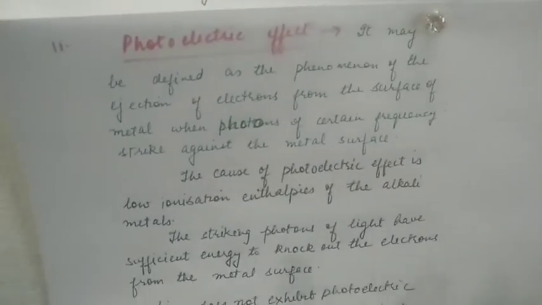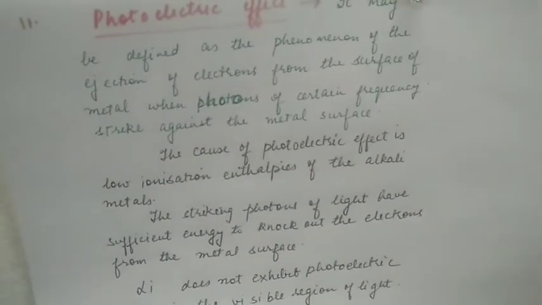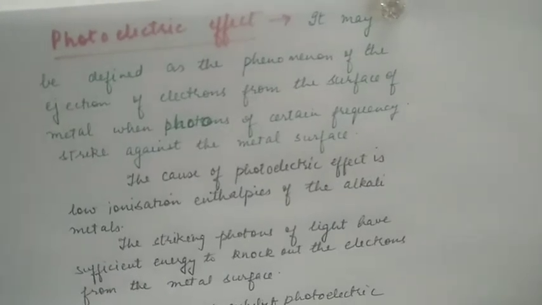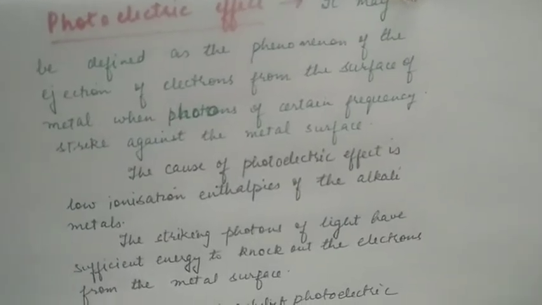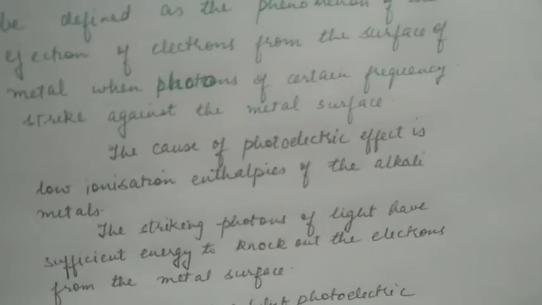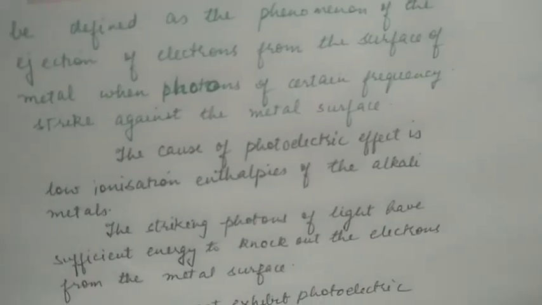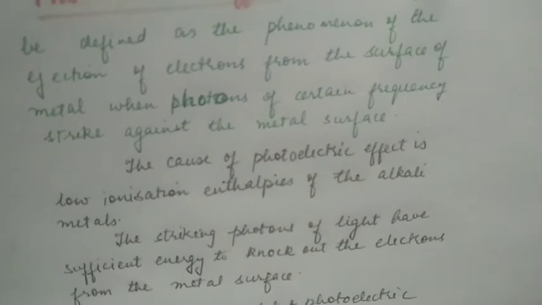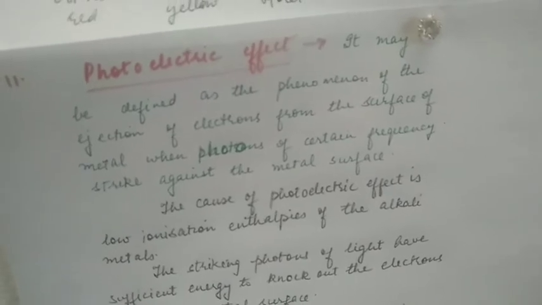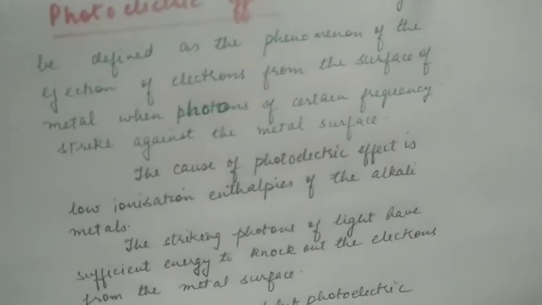Next property is photoelectric effect. It may be defined as the phenomena of ejection of electrons from the surface of metal when photons of certain frequency strike against the metal surface. As light strikes, the metal loses its electron. These electrons are released and cause production of electricity. So effect is called photoelectric effect.